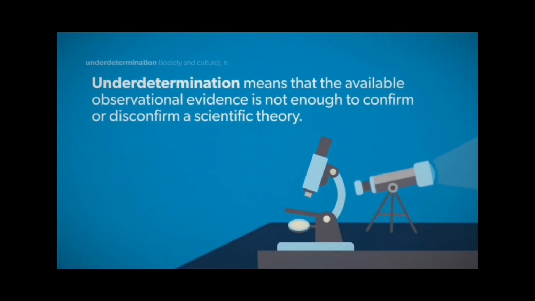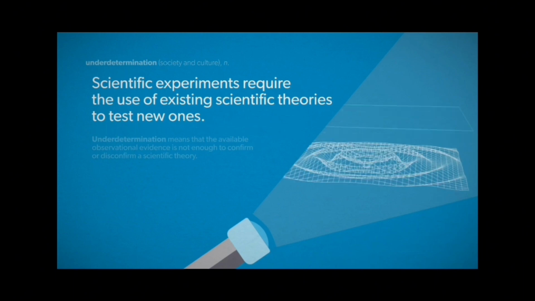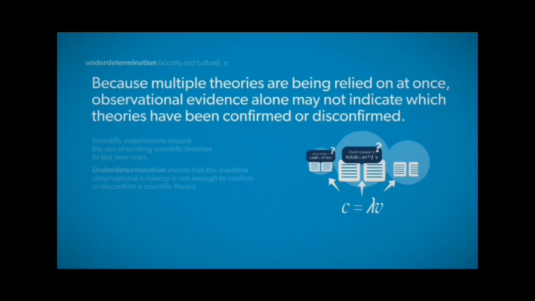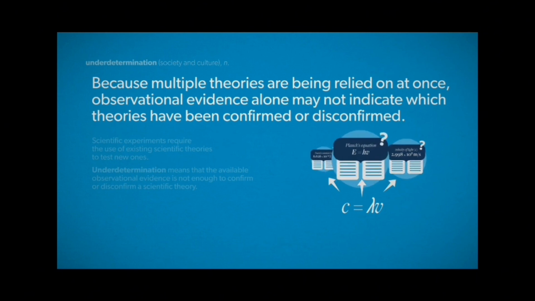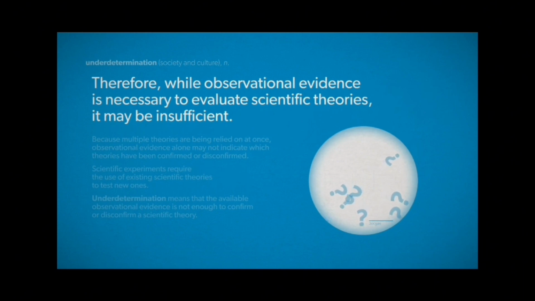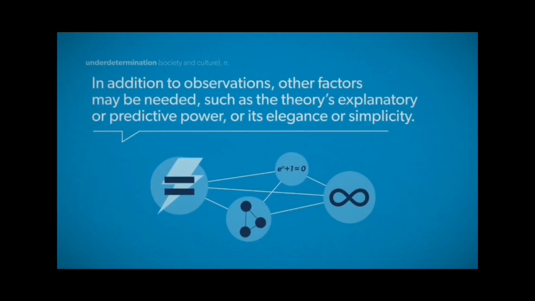Underdetermination means that the available observational evidence is not enough to confirm or disconfirm a scientific theory. Scientific experiments require the use of existing scientific theories to test new ones. Because multiple theories are being invoked at once, observational evidence alone may not indicate which theories have been confirmed or disconfirmed. Therefore, observational evidence is necessary to evaluate scientific theories, but may be insufficient. In addition to observations, other factors may be needed, such as the theory's explanatory or predictive power, or its elegance or simplicity.